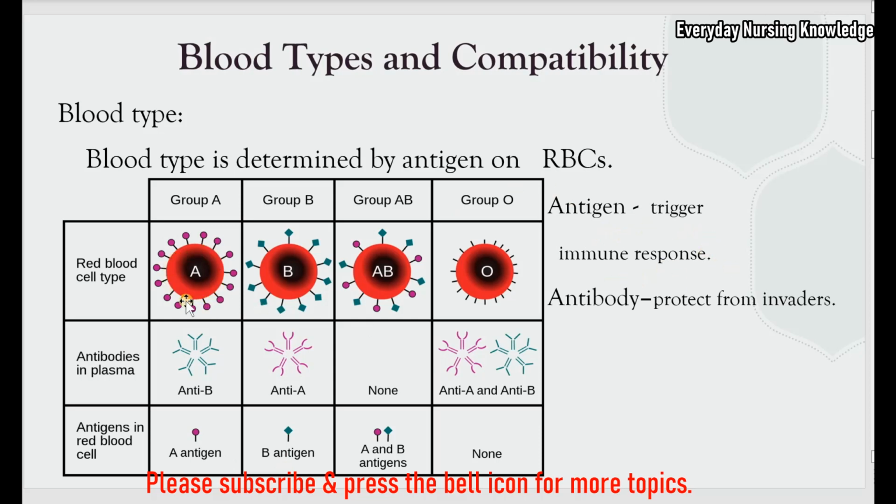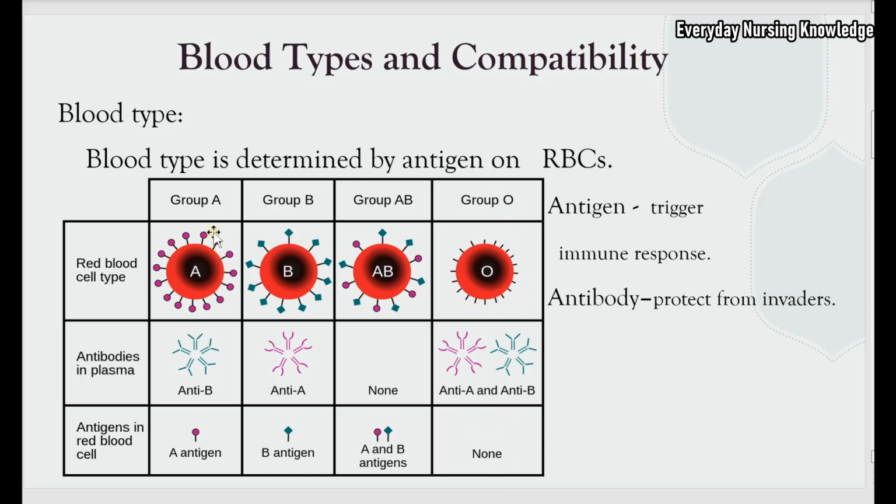If the surface of the RBCs has A antigen, then the person is type A blood group. If the RBCs have B antigen, then the person is B blood group. If the surface has both A and B antigen, then the person is AB type blood group. And if the red blood cells have no antigen, then that person is O blood group.